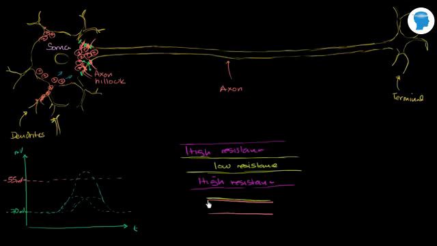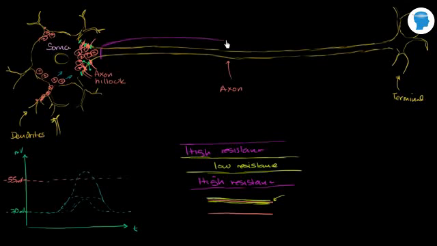It's going to travel faster when it's surrounded by an insulator. So you might say, okay, well, gee, the best thing to do would be to surround this entire axon with a good insulator. And for the most part, that is true. It is surrounded by a good insulator. That is what the myelin sheath is.